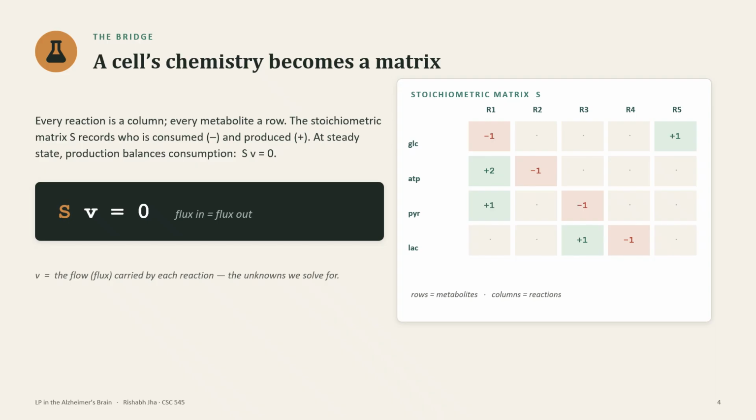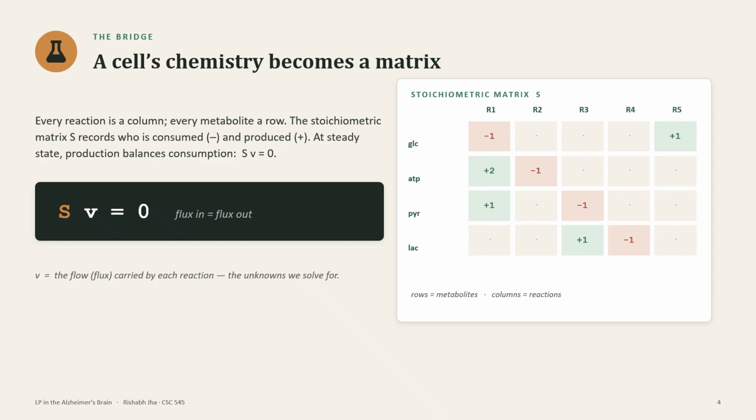Now let's see how an LP solver will read it. V is the flux vector, component Vj is the rate reaction j runs. Now we'll also see the constraint here. The internal pools are not accumulating, so whatever is produced is consumed. So S times V is always 0.